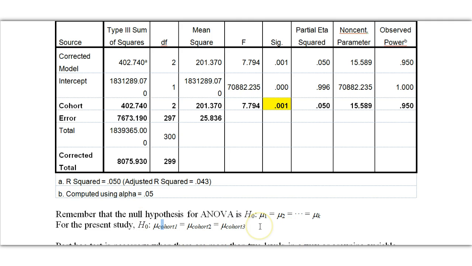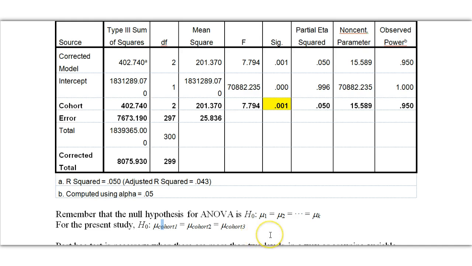We don't know, because all that a one-way ANOVA does here, it's an omnibus ANOVA. It's testing the equality of all the means. So if there's a difference, it could be that they're all different, or one is different from the rest.